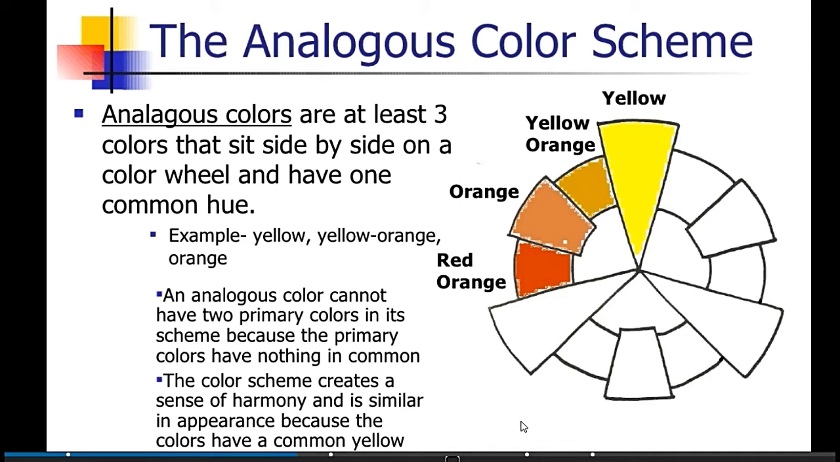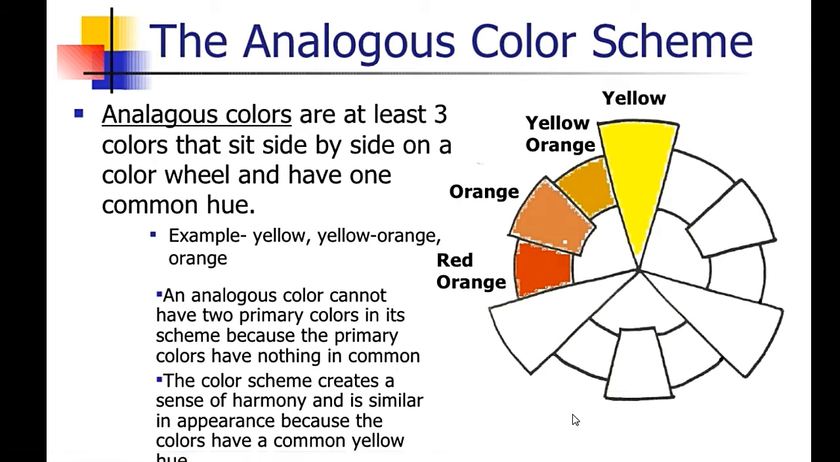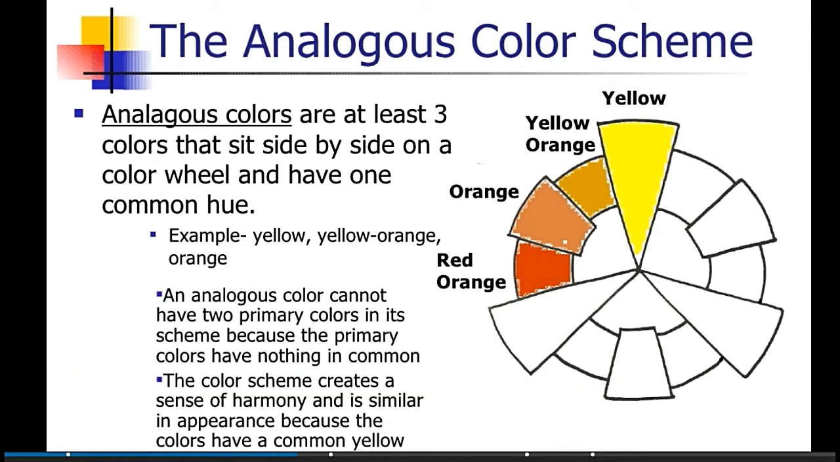Analogous colors cannot have two primary colors in their scheme because the primary colors have nothing in common. The color scheme creates a sense of harmony and is similar in appearance because the colors have a common yellow.